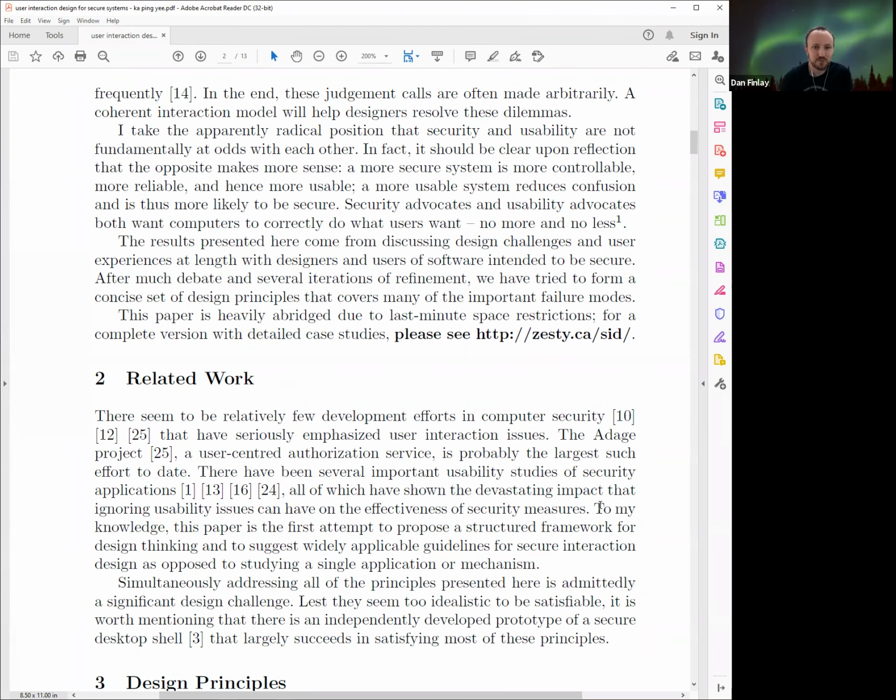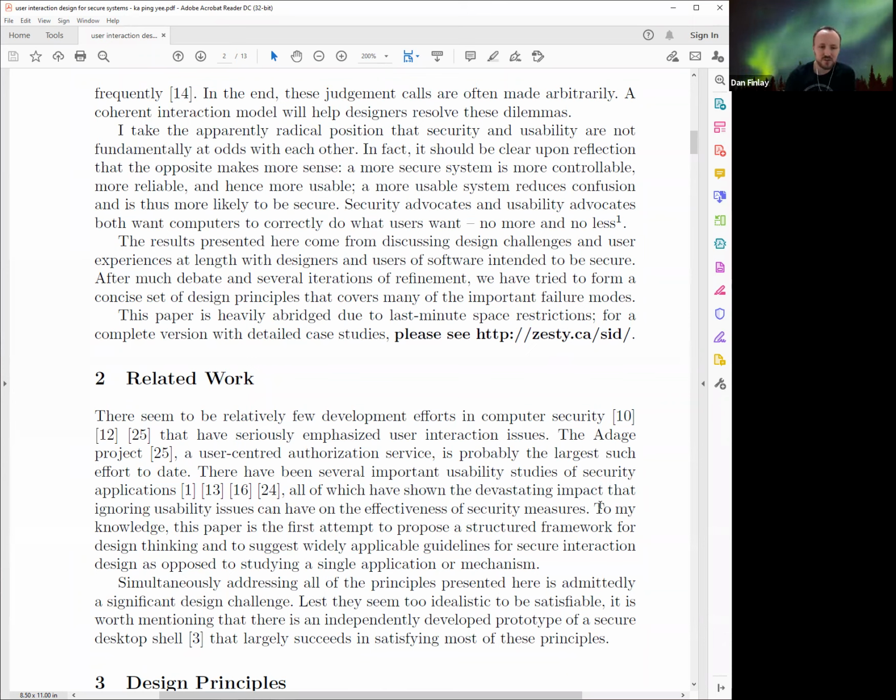I take the apparently radical position that security and usability are not fundamentally at odds with each other. In fact, it should be clear upon reflection that the opposite makes more sense. A more secure system is more controllable, more reliable, and hence more usable. The more usable system reduces confusion and thus is more likely to be secure. Security advocates and usability advocates both want computers to correctly do what users want. No more, no less.